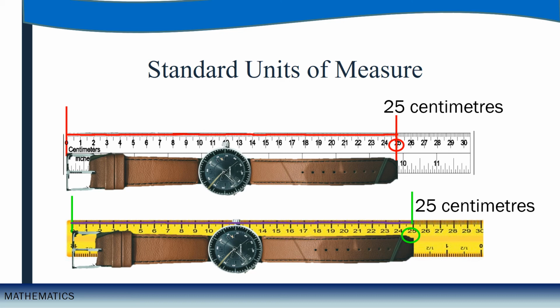Boys and girls, what do you really observe? Excellent. If you said both boys got the same measurement, that is correct. And because both boys got the same measurement, we say that the ruler is an instrument that is used for standard unit of measure. The unit used here is centimeter. And so centimeter is a standard unit of measure.